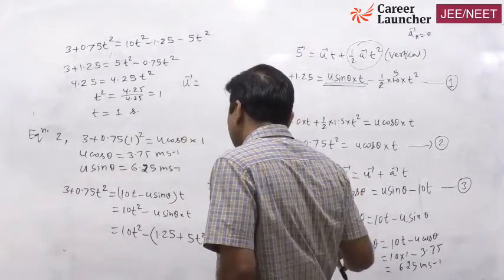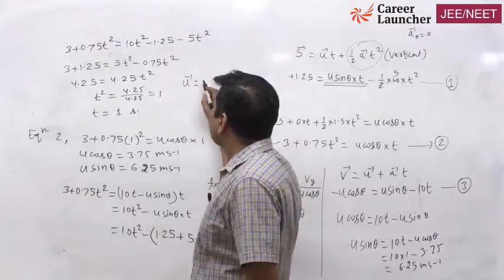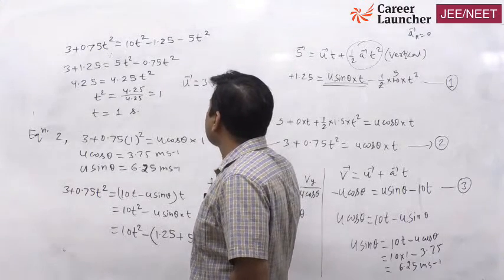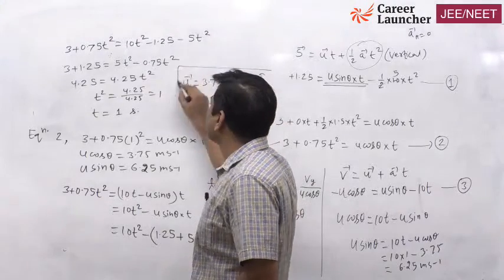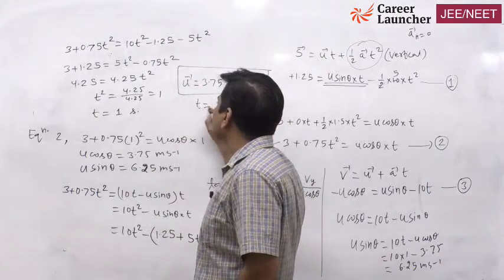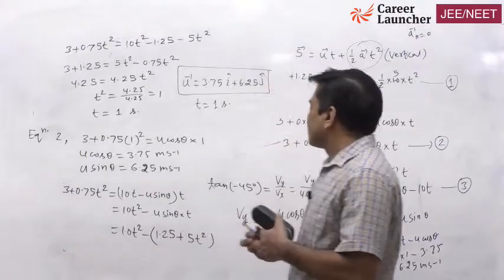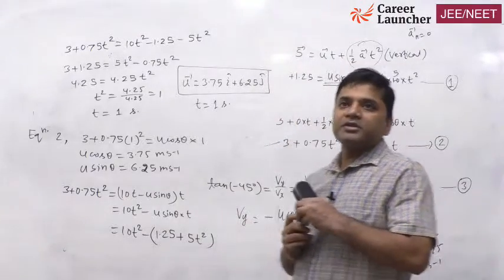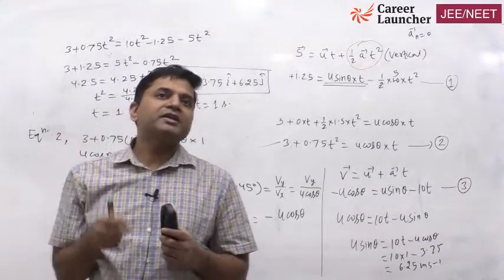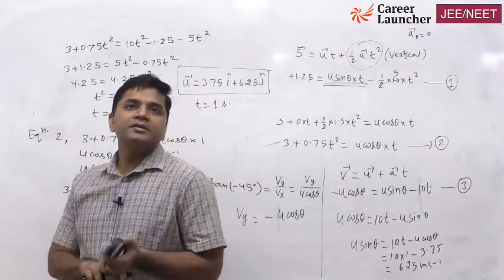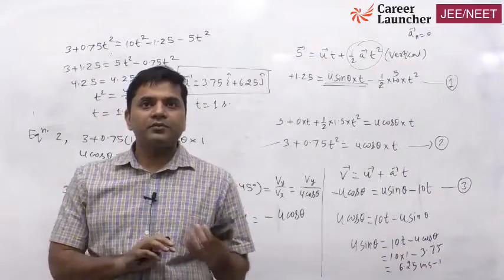U cos theta is where? Here. 3.75 i cap plus 6.25 j cap. This is a vector form and t is 1 second. Okay, so next time we don't have so much time today to take all those questions. That's why I've kept 2 lectures, kinematics. Next time we will see relative motion in that one, projectile motion.